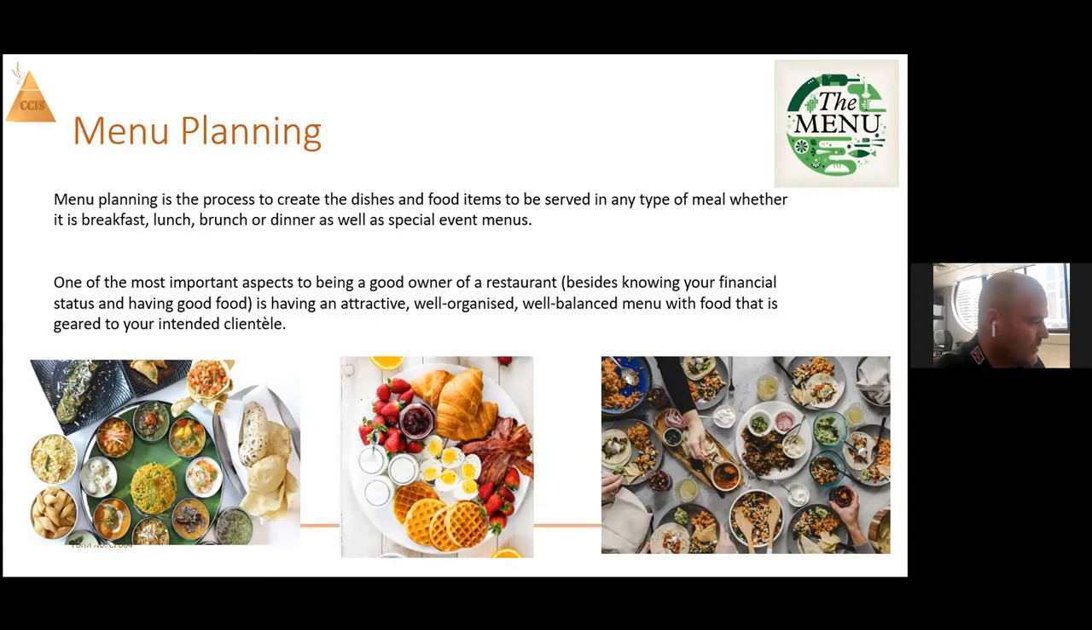So if you look at the menu as a tool of business, as something to sell, because it is the main thing you have in a restaurant which actually draws your clientele. So the menu is the product you are selling. And obviously you want to have a menu that is going to be attractive for them, and obviously it's going to be reasonably priced. Right, let's go on.